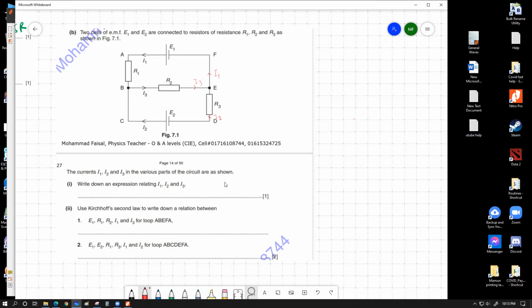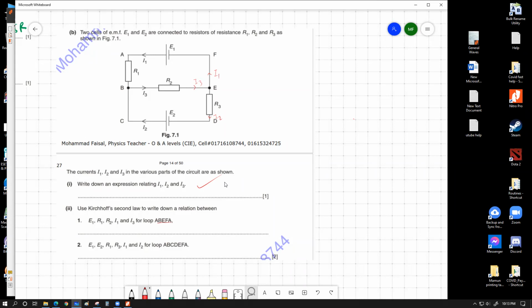Now here it says to use Kirchhoff's second law to write down a relationship between E1, R1, R2, I1 and I3 for the loop A B E F A. Let's find that out. A B E F A. So this is the top loop that we're trying to go for.